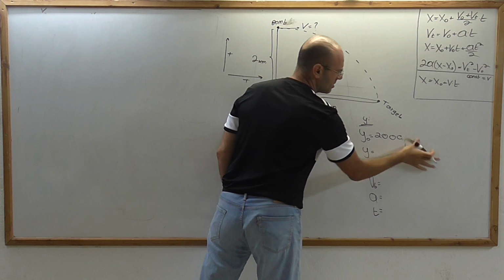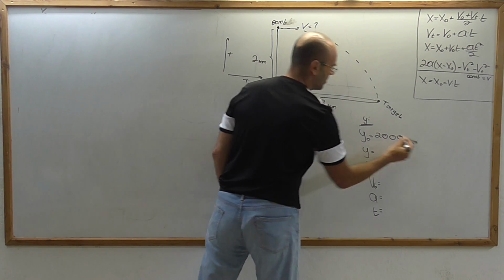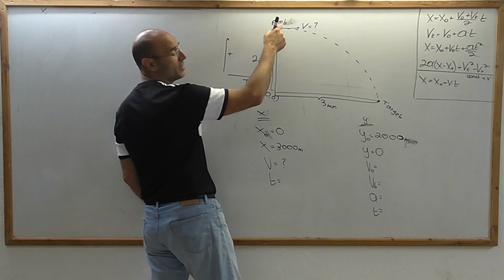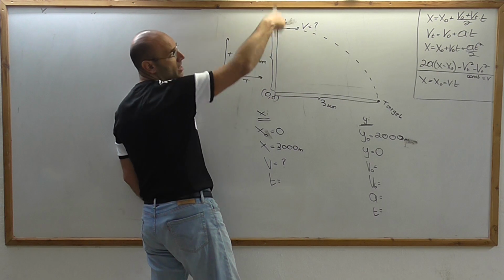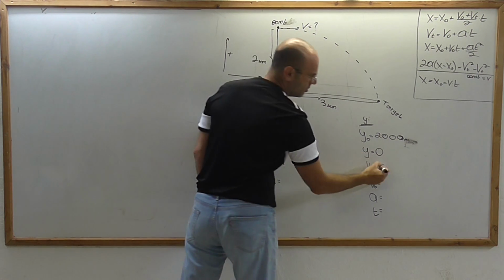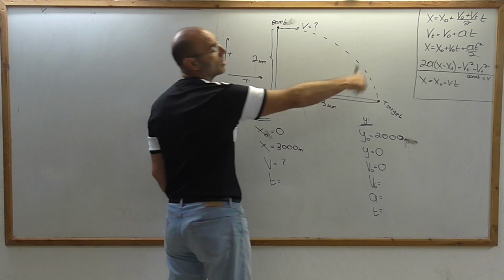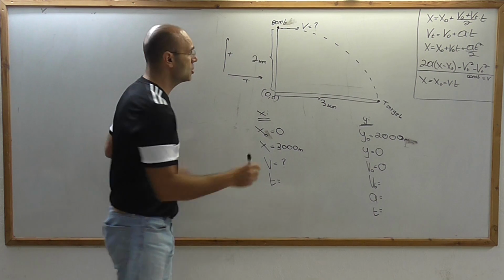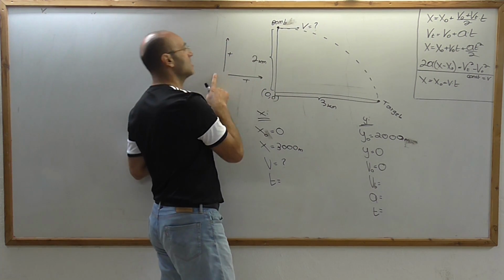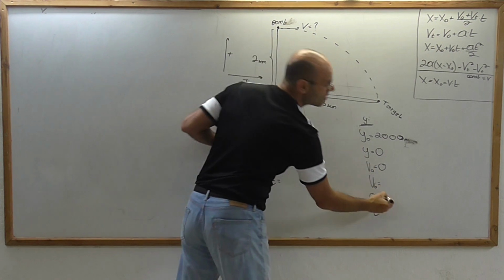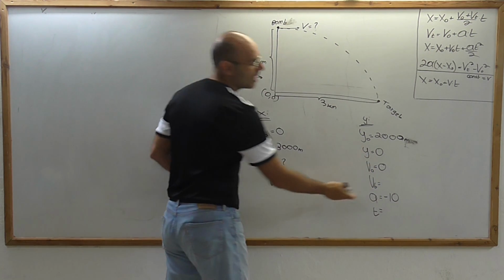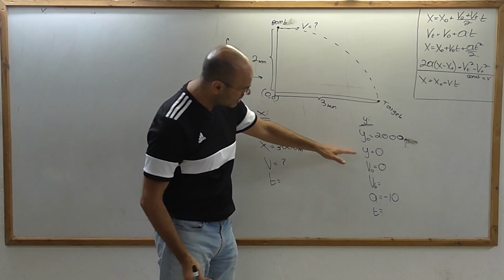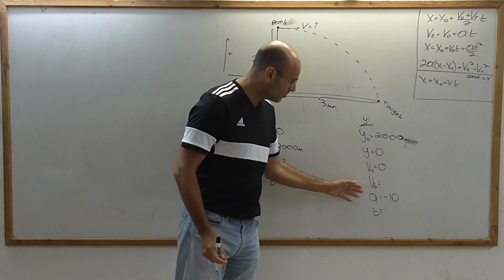Sorry, 2,000 meters. Y final will be 0 when it reaches the target. V initial, V0, the velocity in the y direction, is 0. V final, I don't know what velocity it's going to reach the target with. Acceleration, pay attention, is downwards 10, but this is the positive axis, so it's minus 10. And time I don't know.